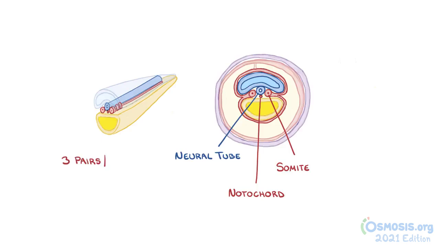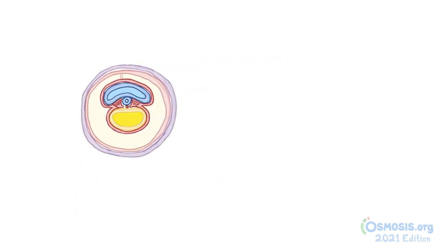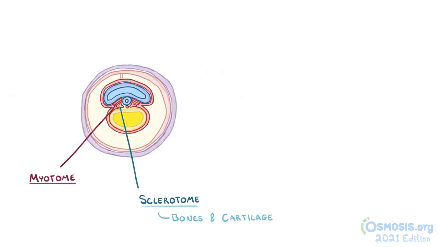About 3 pairs of somites form per day, and like rings in a tree trunk, the number of somite pairs can be used to determine the age of the embryo. They develop in a cranial to caudal direction, in other words, from head to tail. By the end of week 5, there are between 42 and 44 pairs of somites in total. And the somites further divide into 3 regions: the sclerotome, which eventually gives rise to the bones and cartilage, the myotome, which gives rise to the muscles, and the dermatome, which gives rise to the dermis layer of the skin.